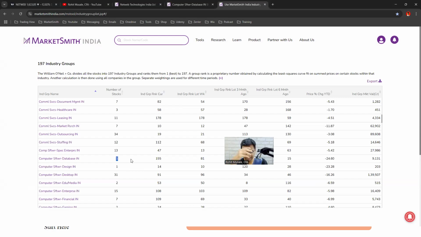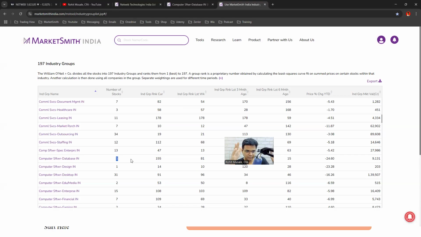You need at least some stocks in the industry group, right? And by the way, this particular concept is mentioned in William O'Neill's book, How to Make Money in Stocks. He says that if the industry has got very few stocks, or maybe two or three stocks, and then out of those two or three, you're looking at the top stock, probably you are not looking at a leader. That is what William O'Neill has said.